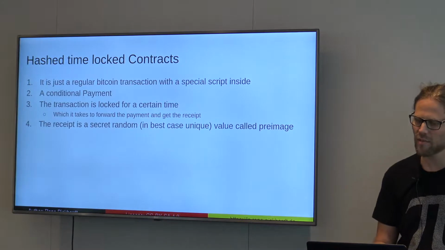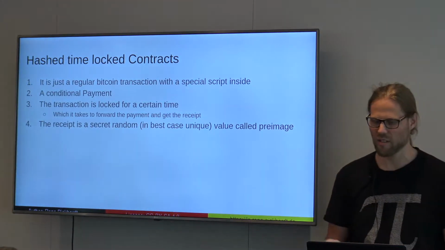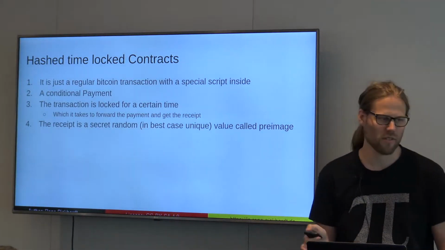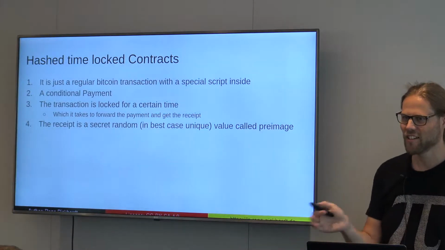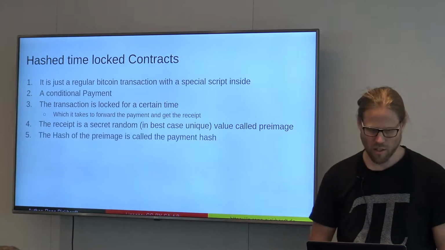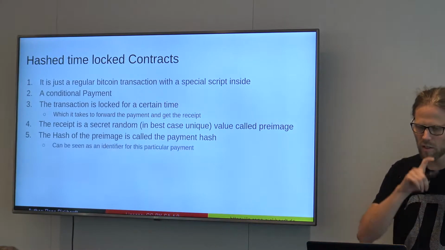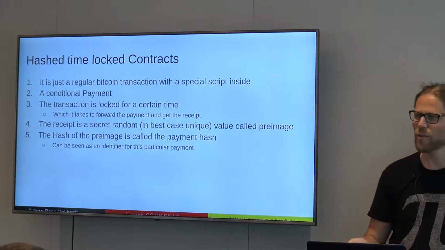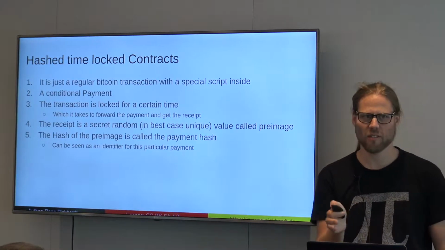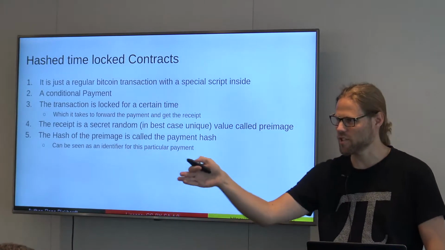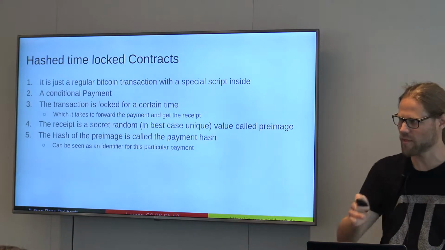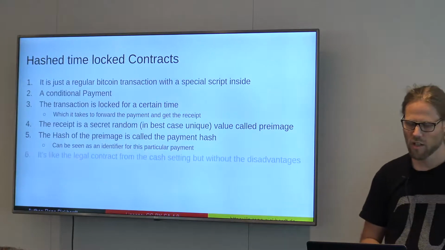And then the receipt is a secret, random, in the best case unique value called the pre-image. I will use these terms interchangeably. And then the hash of the pre-image is called the payment hash. So this can be seen as an identifier for this particular payment, unless we have payment decorrelation, where the payment hash will change in every hop. But currently we have the same payment hash for every hop in the network.